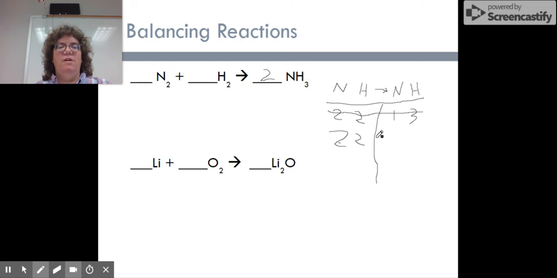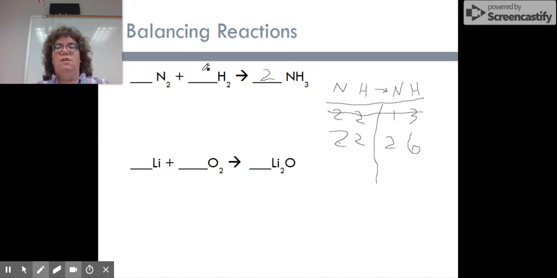But now over here, I have 2 nitrogens. 2 times 3 is 6. So I have 6 hydrogens. So again, like before, this time I've worked out my nitrogens, but now my hydrogens are off, but at least they're off in a way I can figure out.